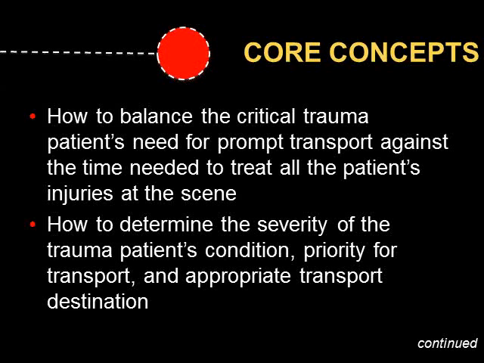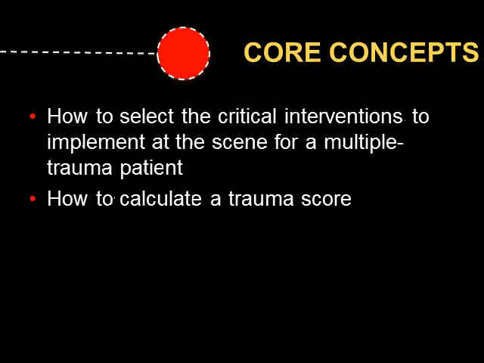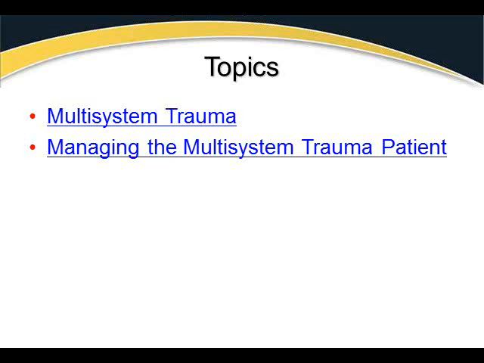Core concepts are how to balance the critical trauma patient's need for prompt transport against the time needed to treat all the patient's injuries at the scene. So this is kind of a scene management chapter. How to determine the severity of the trauma patient's condition, their priority transport, and their appropriate transport decision. How to select the critical interventions to implement at the scene for a multi-system trauma patient, and then how to calculate a trauma score.